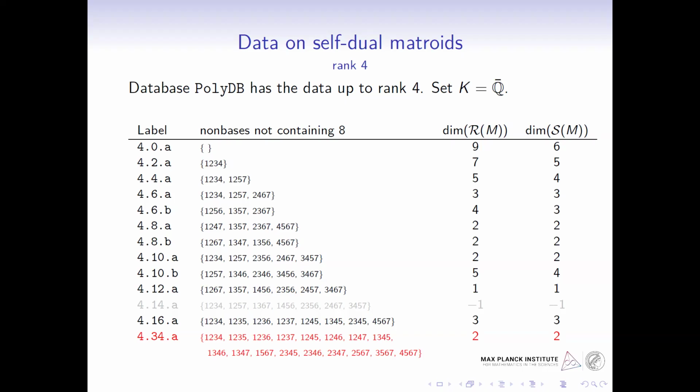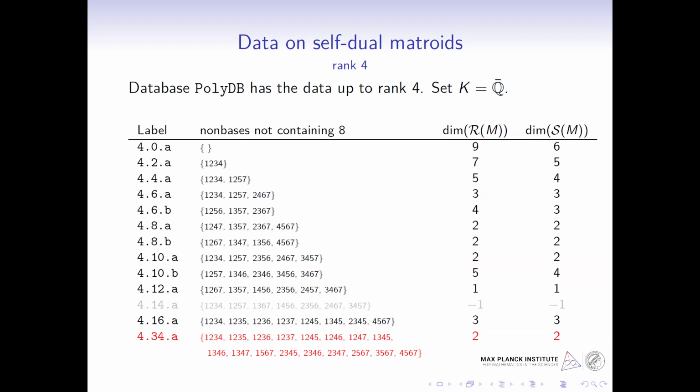Okay, so that's rank 4. Next step would be rank 5. The one problem that we're running into with rank 5 is if we go to the database PolyDB and we want to pull all the rank 5 matroids on 10 elements and ask for the self-dual ones, this is not going to work. There are just too many matroids of rank 5 on 10 elements.